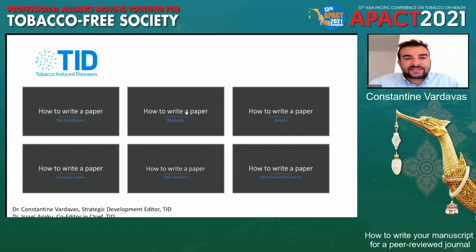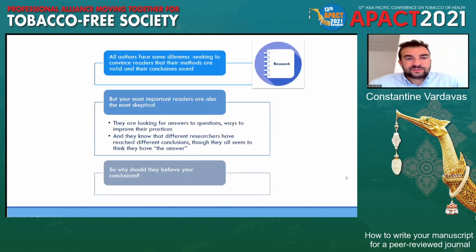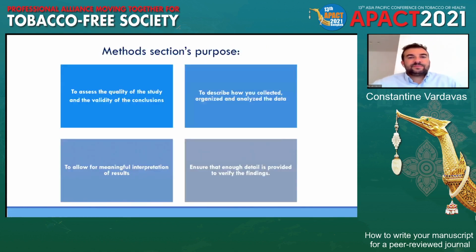But I'll go into my next point about how to write a paper, the method section. So the purpose of the method section in a manuscript is to assess really the quality of the approach of the study, the validity of the conclusions, because in the method section you describe how the data is collected, how the data is organized, and how the data is analyzed. And this allows for a meaningful interpretation of the results.